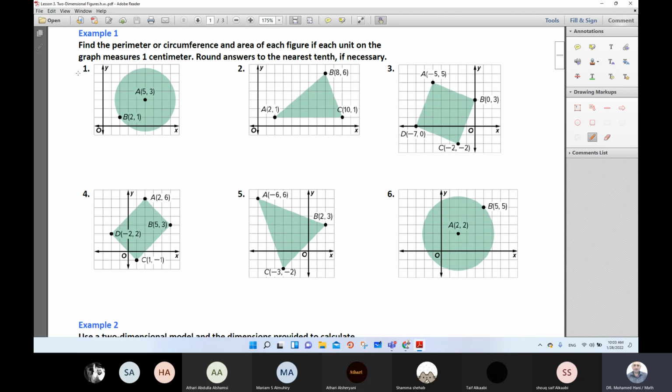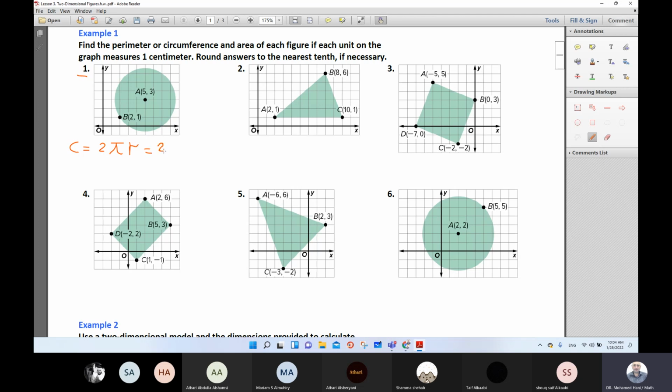In the first example here, as you see here, we have a circle. Here x-axis and here y-axis. And we want to find the perimeter. If we have a triangle, a square, a quadrilateral, or any shape without the circle. But for the circle, we can use circumference. So for the circle, as you remember, circumference equals 2 times pi times r.